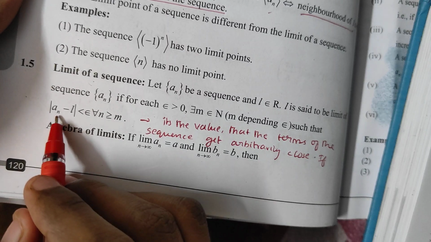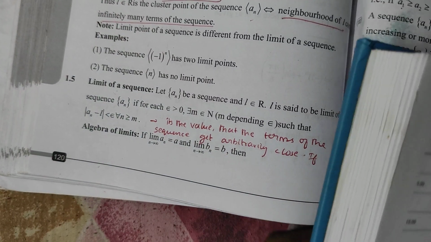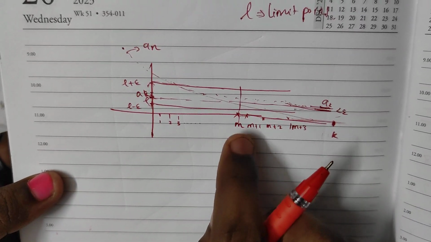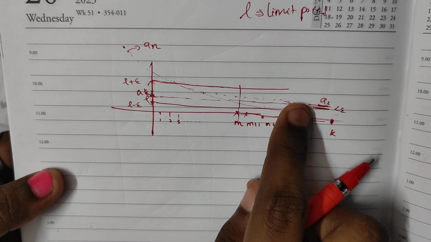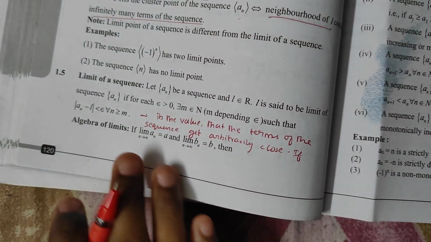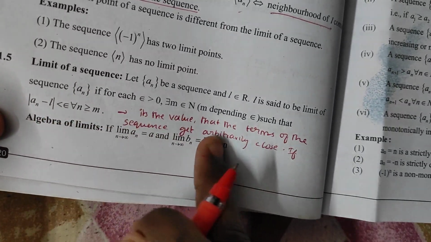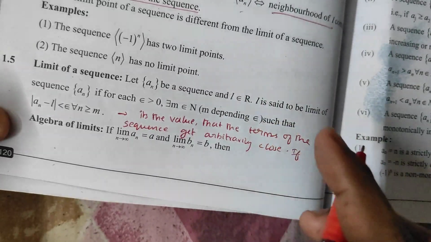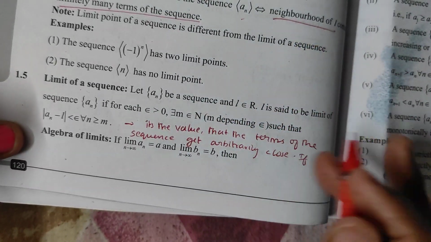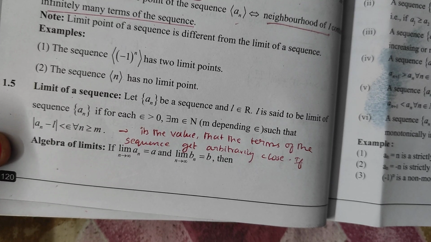So we are having one n, and this n should be greater than or equal to M. After that particular M only, a_n exists such that the distance between a_n and L will be less than epsilon. Here it denotes the value L, but there it denotes the neighborhood. Understood? Next, algebra of limits.